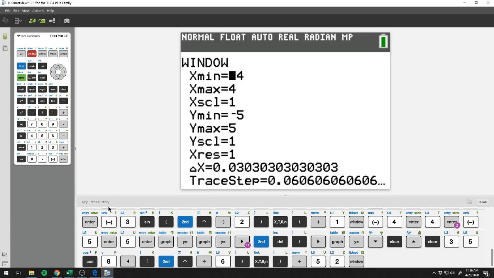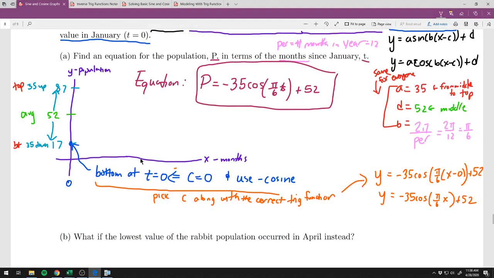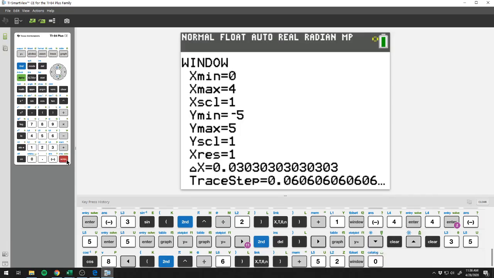Now if we graph it, we talked about our window before here. The x should go from 0 to 12 because that's how many months are in a year, and that's what we're measuring. You can do more than that if you want to do 2 years, but just seeing 1 year is plenty good.